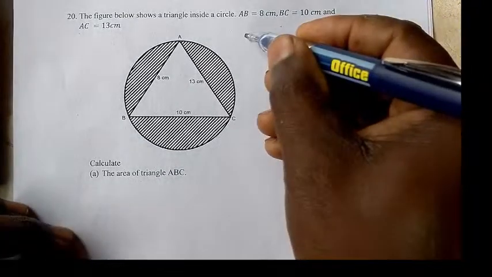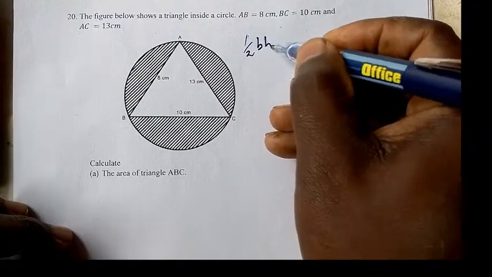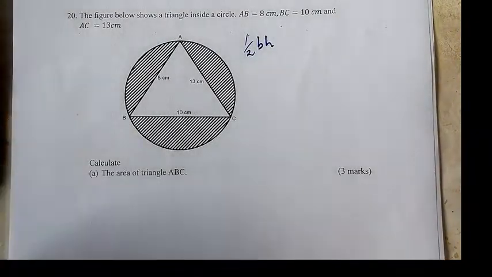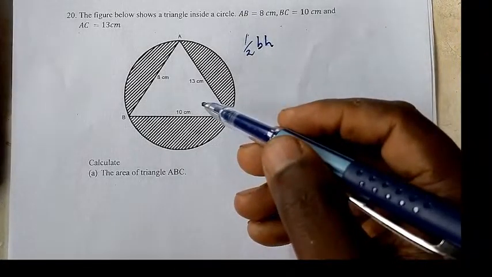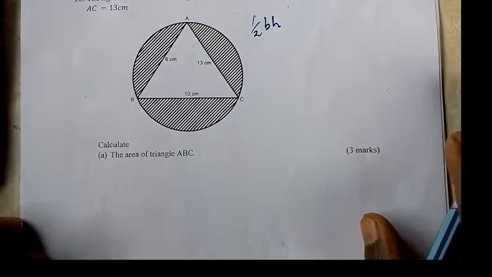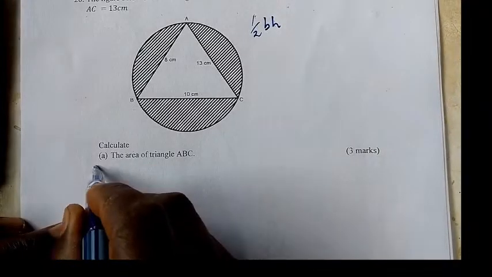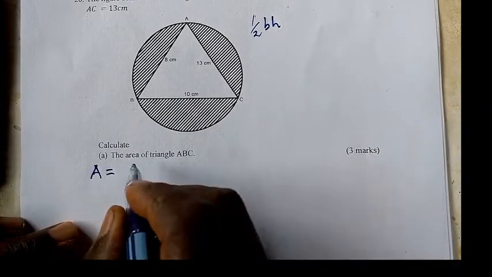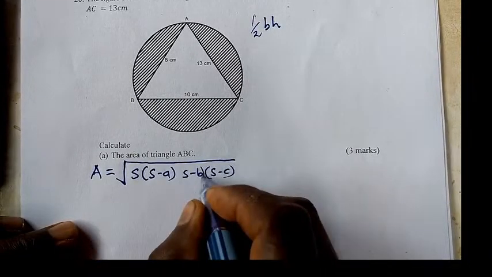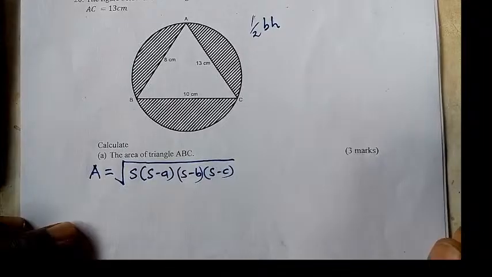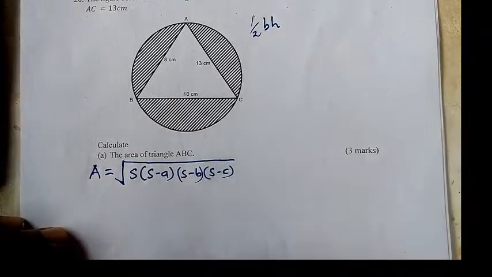tungekuwa na height tutafanya 2.5 this times h. Sasa tukipewa a triangle ambayo ni, use Hero's formula. The Hero's formula says that A is equal to the square root of S(S-A)(S-B)(S-C). So that's what it says. So tunataka S ni nini?